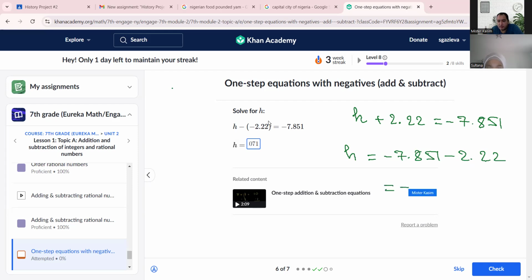So here we have 7.851 plus 2.22. If you add this, 1 plus 0 is 1, 5 plus 2 is 7, 8 plus 2 is 10, so we carry over 1. 7 plus 2 is 9, plus 1 is 10. So it is 10.071, so that is negative 10.071.